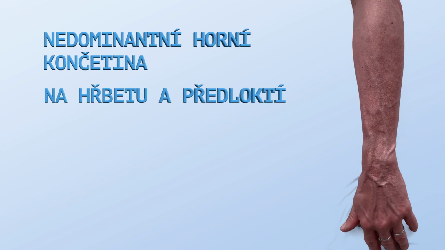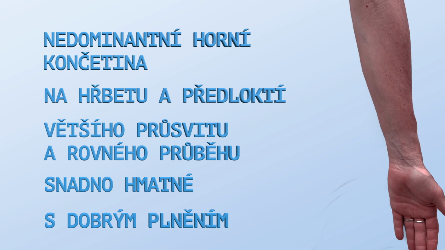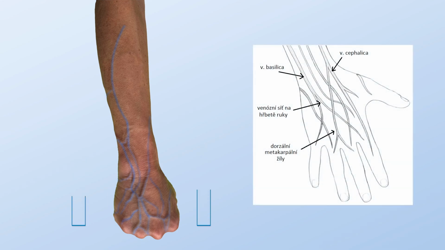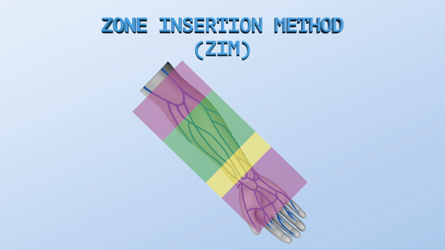When choosing the insertion site on the upper limb, veins on the dorsum of the hand and forearm with a larger lumen and straight course should be preferred, as they are easily palpable and well filled. We start with the non-dominant limb, beginning with veins located lower down and alternating hands. The optimal insertion zone for a peripheral catheter is the forearm. The median cubital vein should be preserved for blood draws.